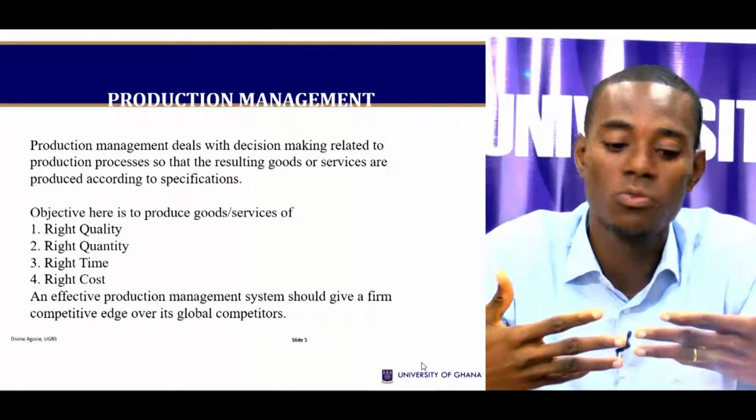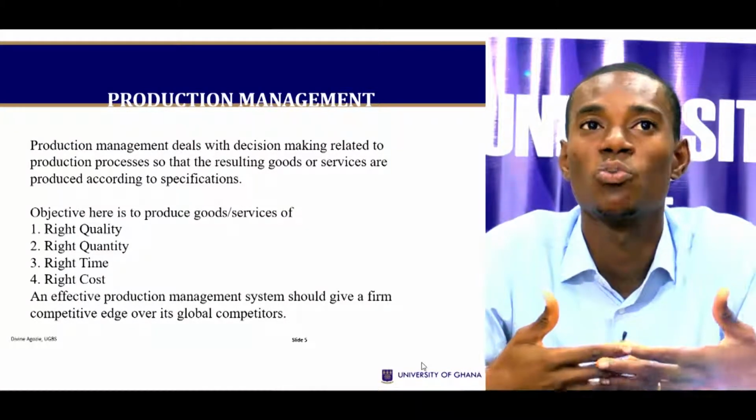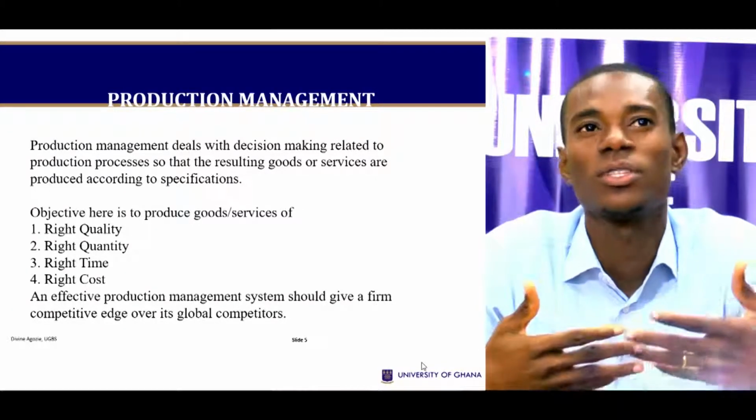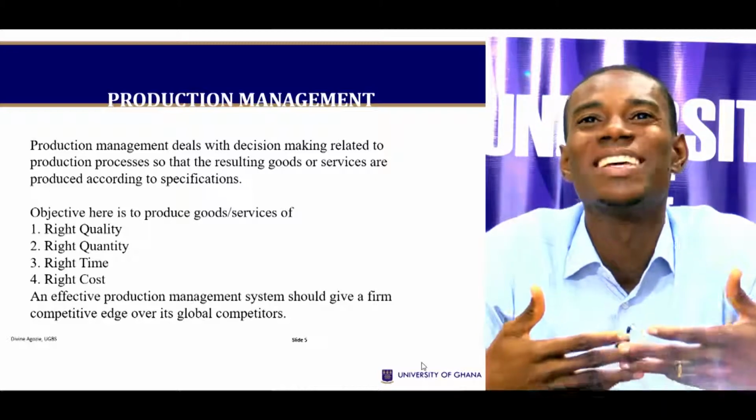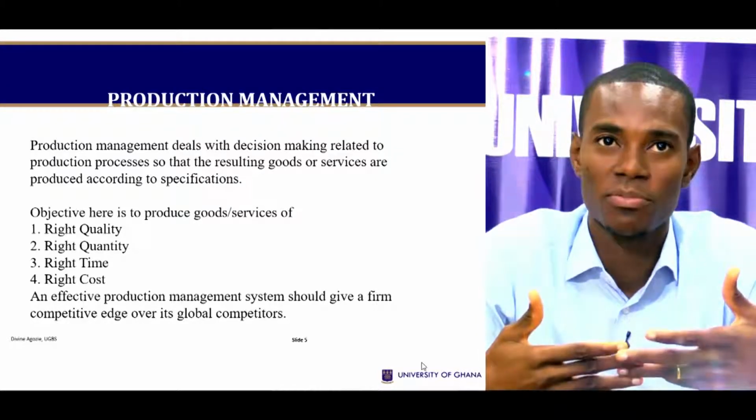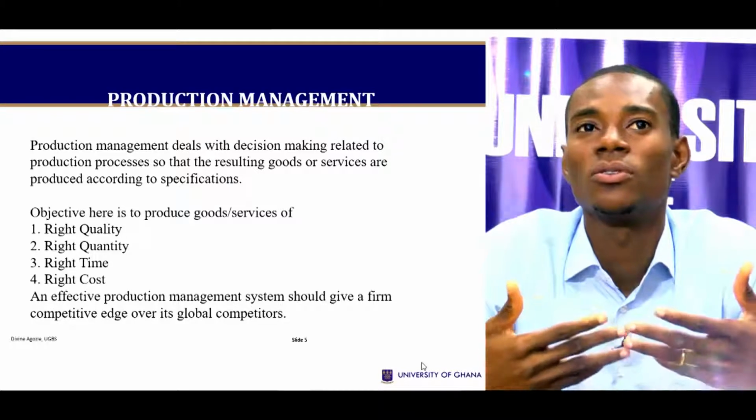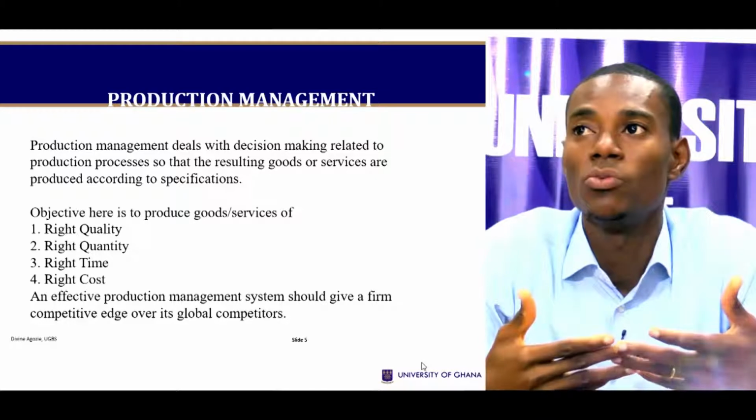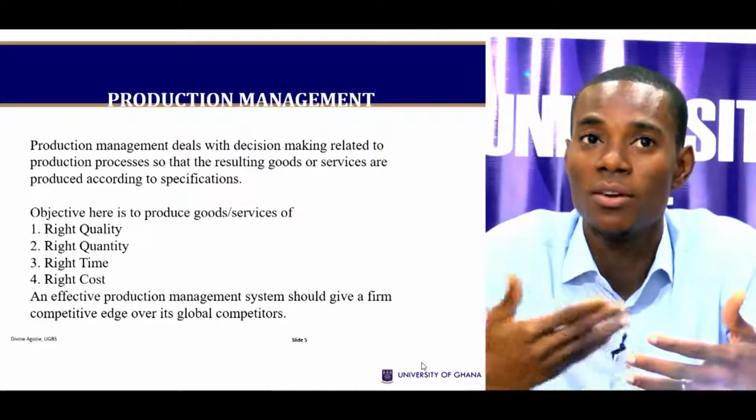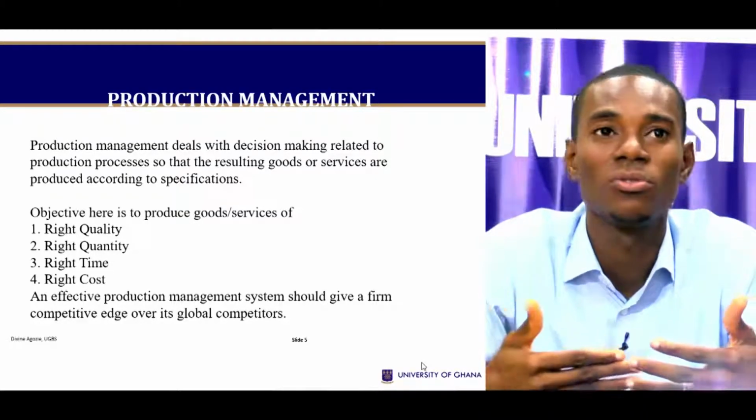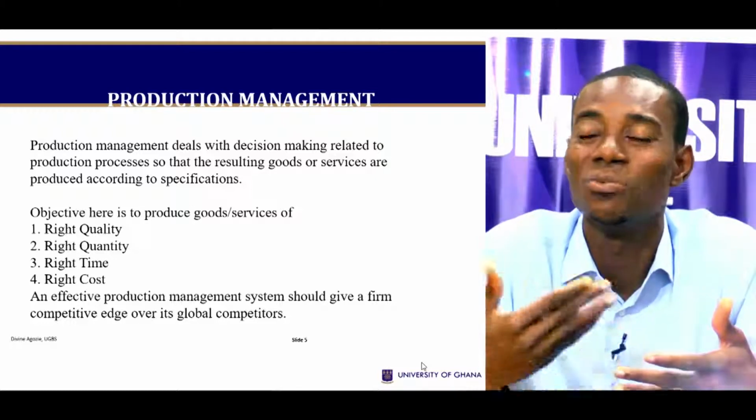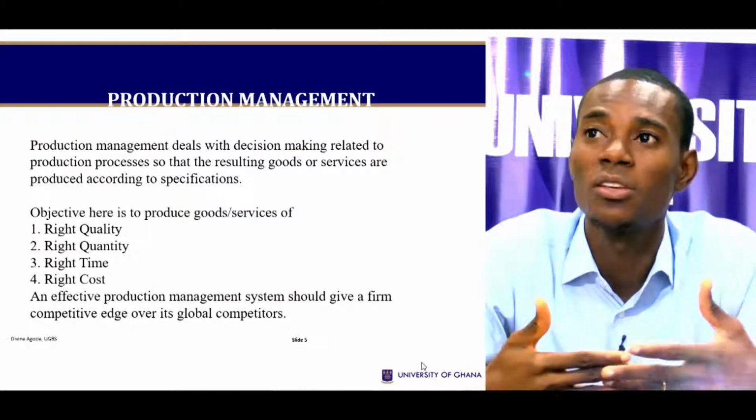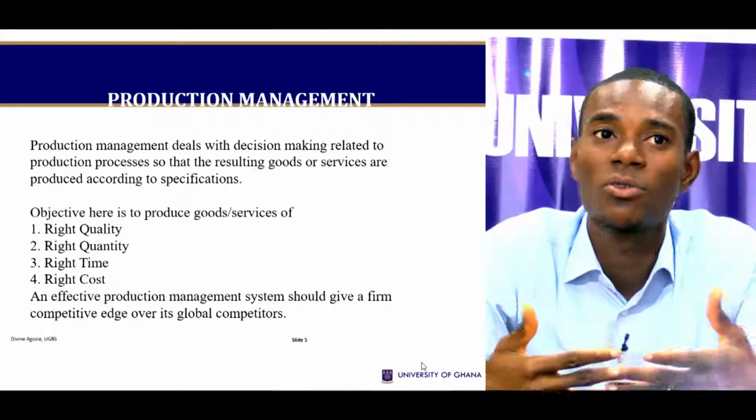Now, how do we merge these two? When we put these two concepts together, we have what we call production management. How we are able to effectively manage production. And so it says that production management deals with decision making related to production processes, so that the resulting goods or services are produced according to specifications. And that's it. It's that easy. So you always need to make sure that you're producing the right quality of products or services in the right quantity at the right time, and then at the right cost. The right cost would mean the least possible manufacturing cost.